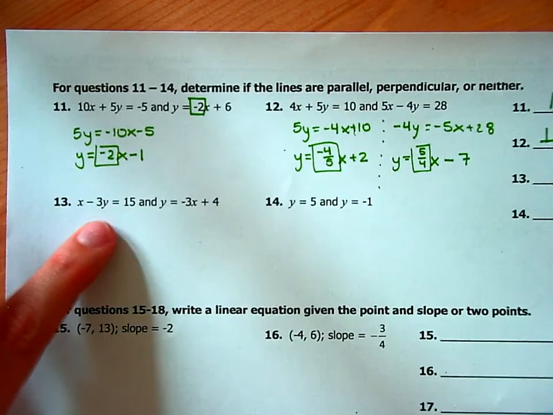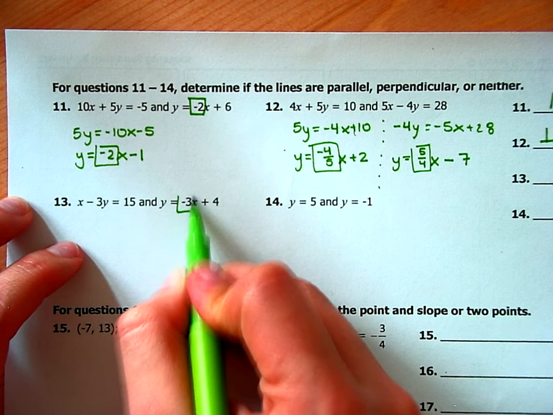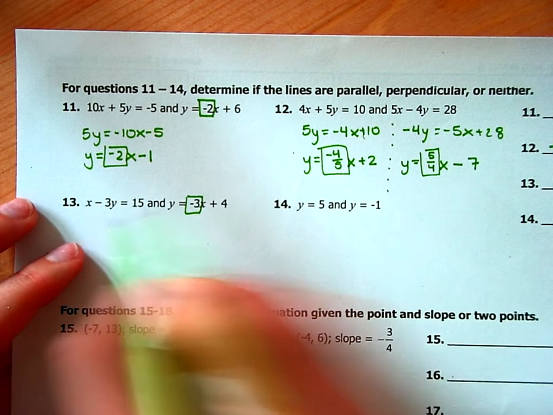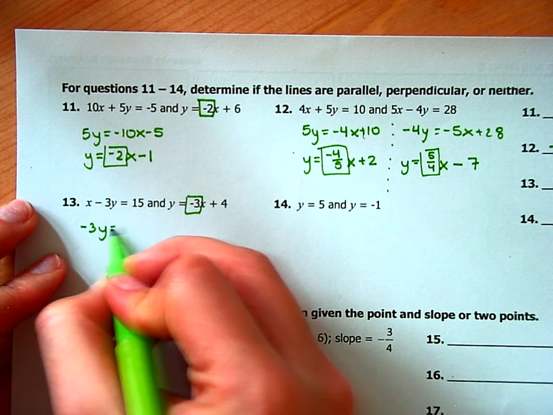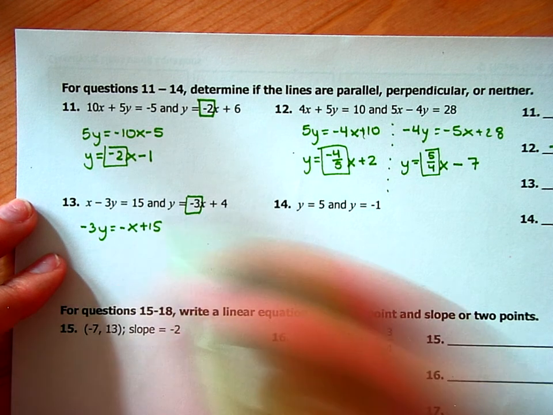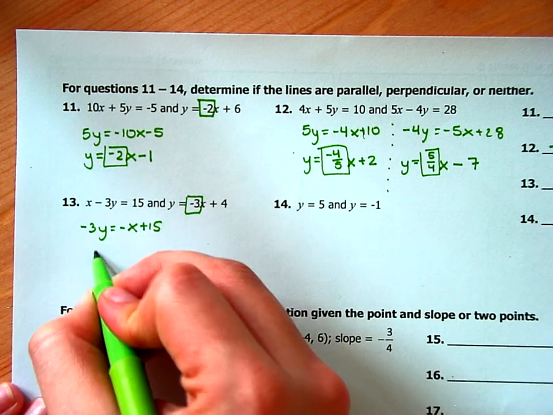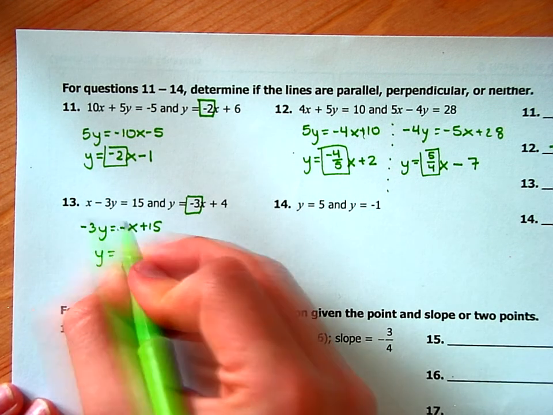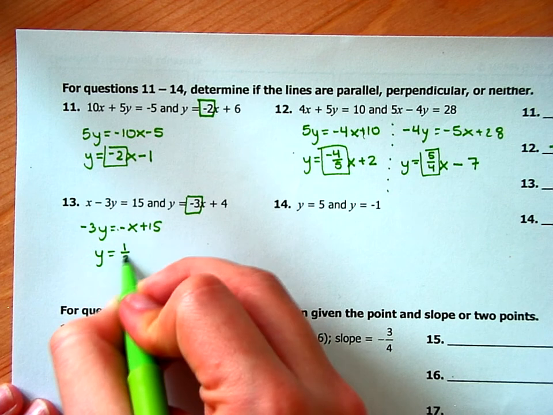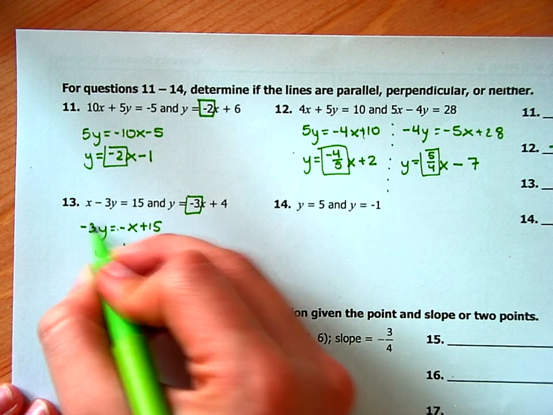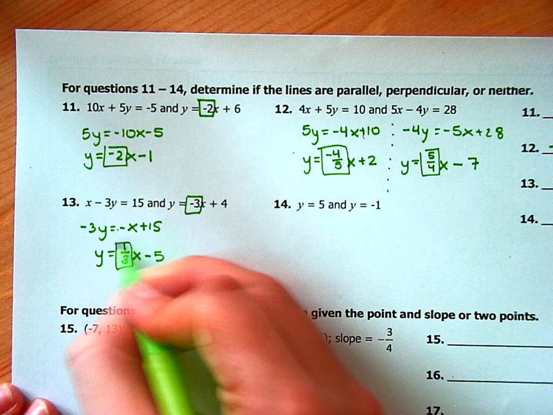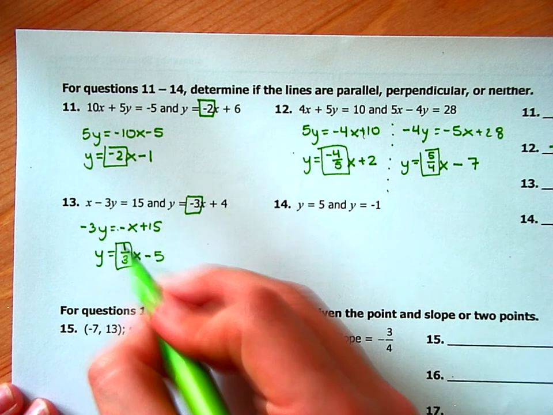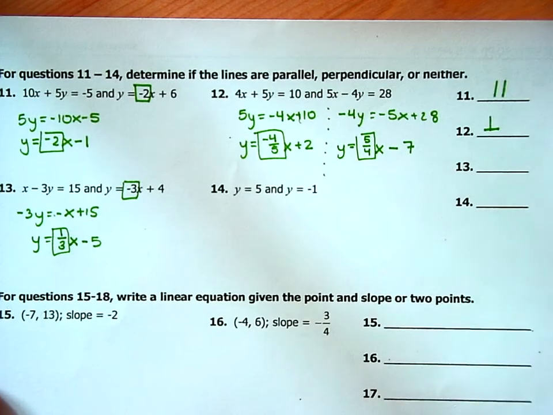Okay, next one of our equations is already done for us. The slope is negative 3. My slope over here is going to be, well, let's find out. I've got negative 3y equals negative x plus 15. Divide everything by negative 3. Negative 1 divided by negative 3 is positive 1 over 3. And then 15 divided by negative 3 is going to give me negative 5. So here I've got a slope of negative 3 and positive 1/3. These are in fact negative reciprocals, so I've got perpendicular lines.